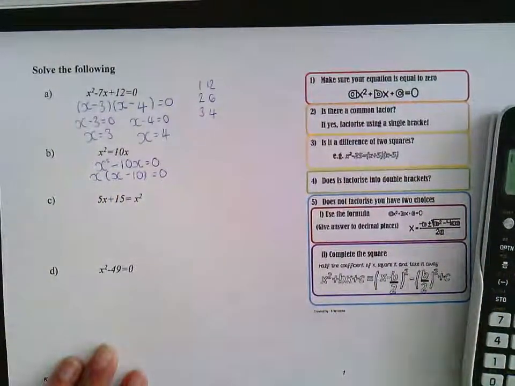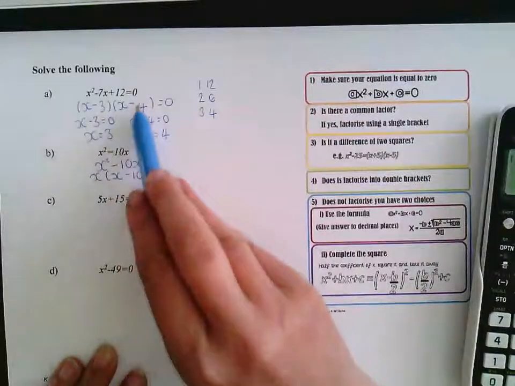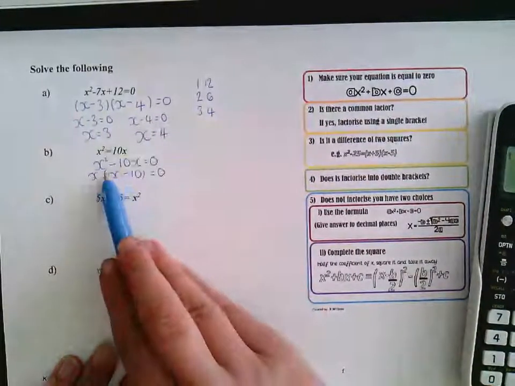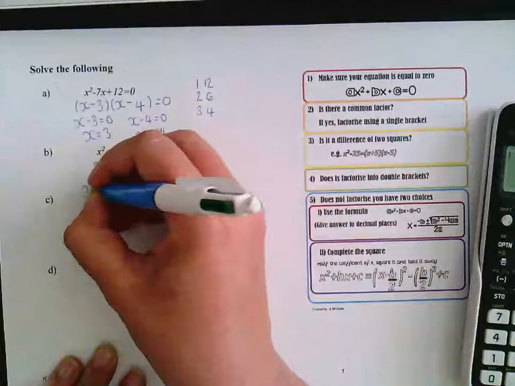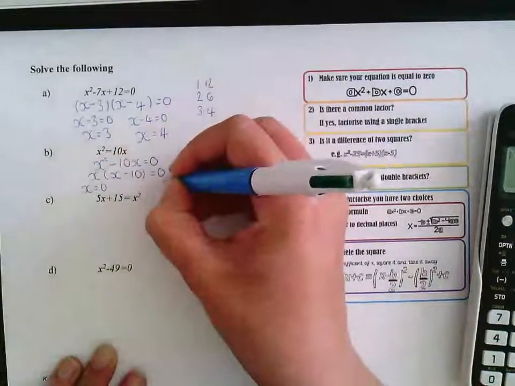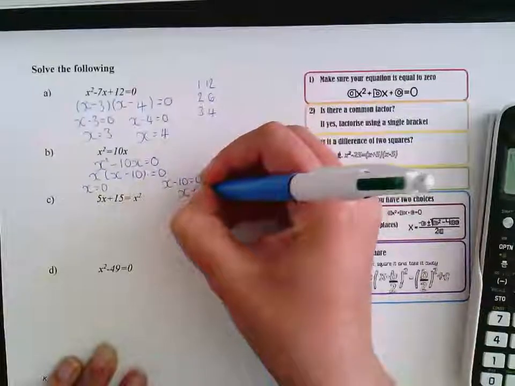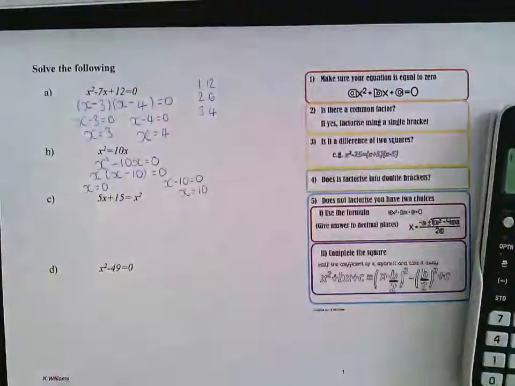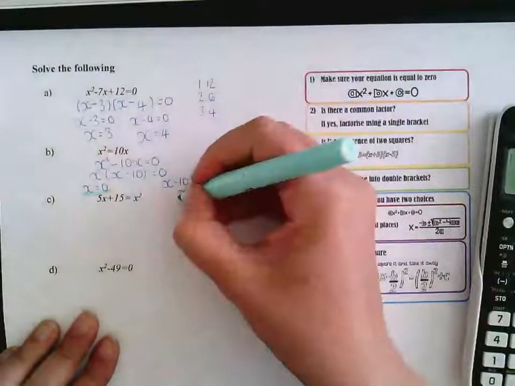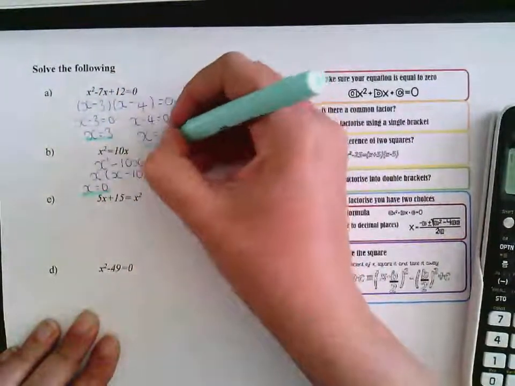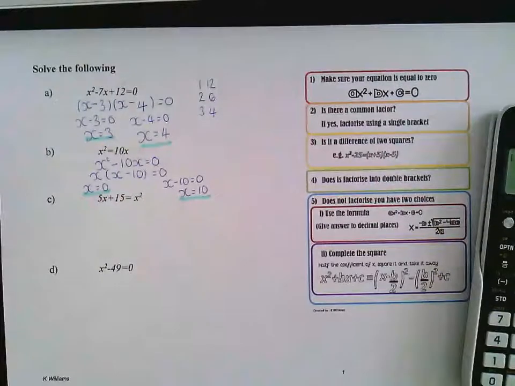I can now get my 2 answers as before by letting each part equal 0. So in this one, I get x equals 0 and x minus 10 equals 0. And this one, I have to just do that extra step. So I do get my 2 answers, x equals 0 and x equals 10. Let me just underline the ones above as well.